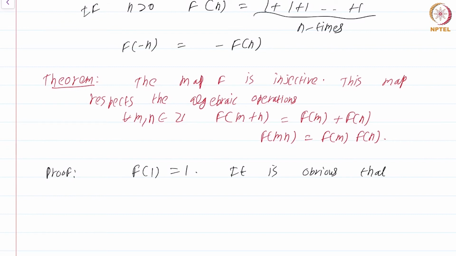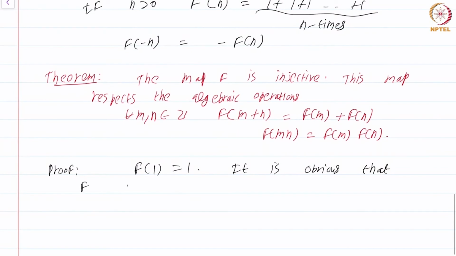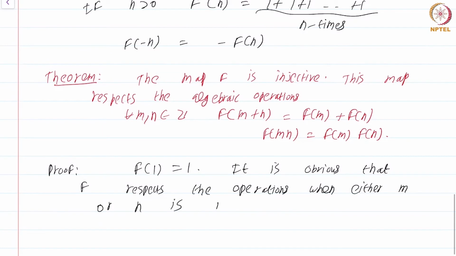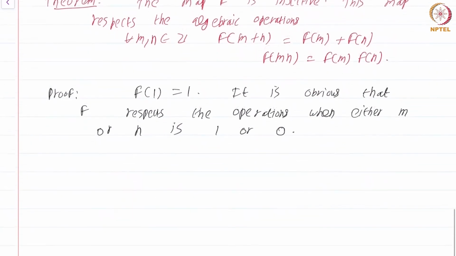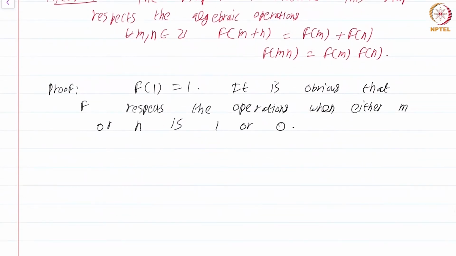that f respects the operations when either m or n is 1 or 0. Just check that when you have either m or n to be 1 or 0, then it is obvious that the operations respect the algebraic structure.